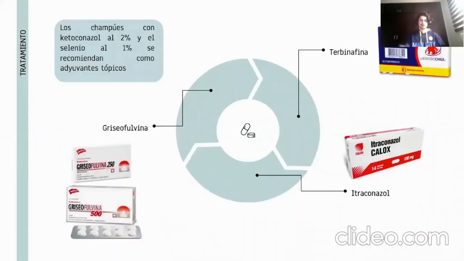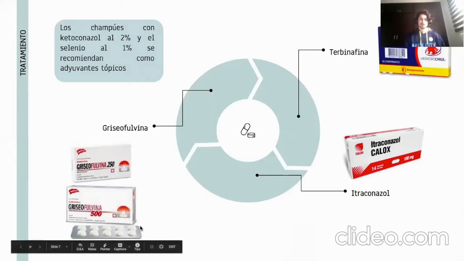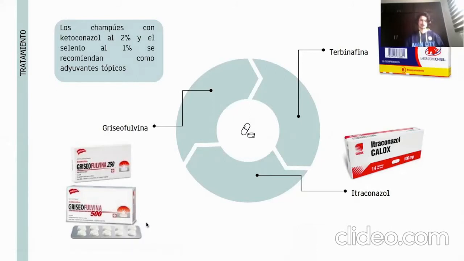For the drug use, we can use three different ones. The griseofulvin, which is around 20 to 25 milligrams per kilogram per day throughout 6 to 8 weeks. The itraconazole, which is 5 milligrams per kilogram per day for 4 weeks. And the terbinafine, whose dose can go from 62 milligrams up to 250, depending on the weight and age of the patient.